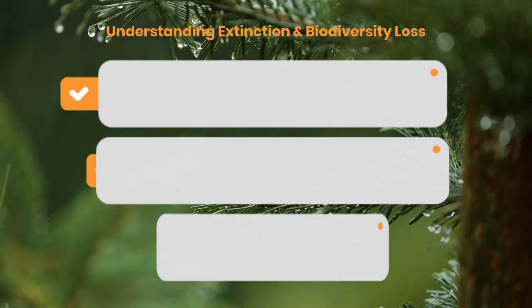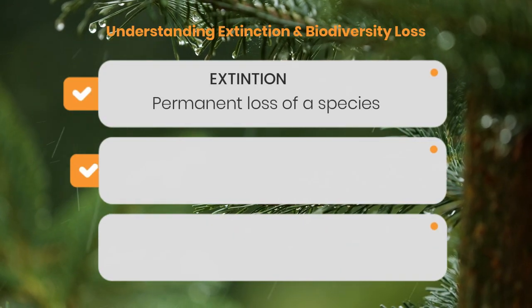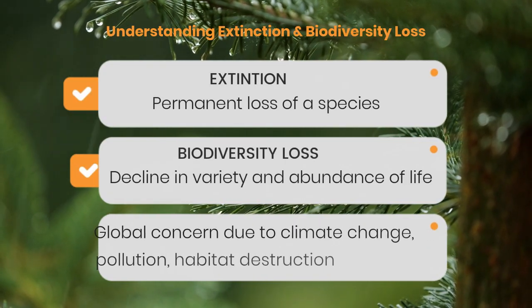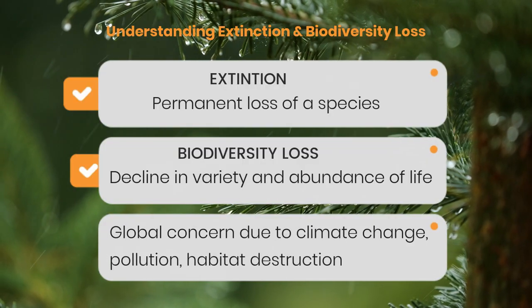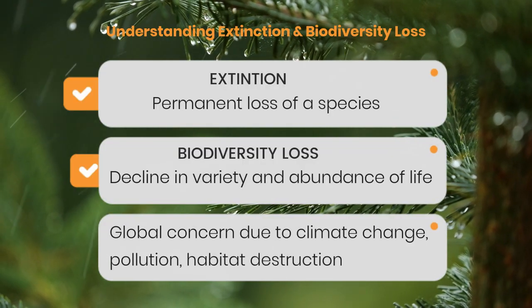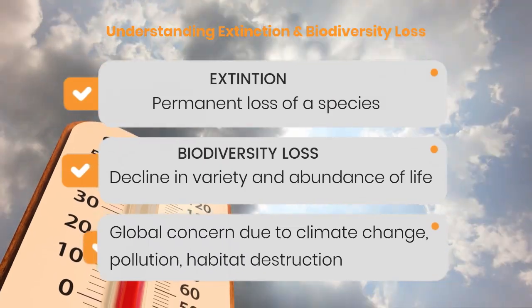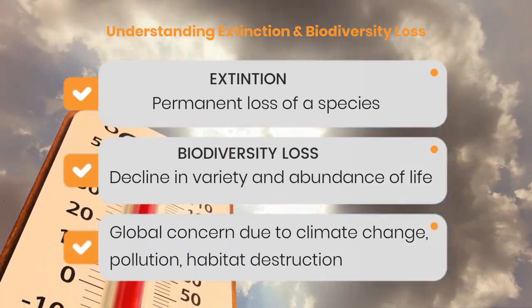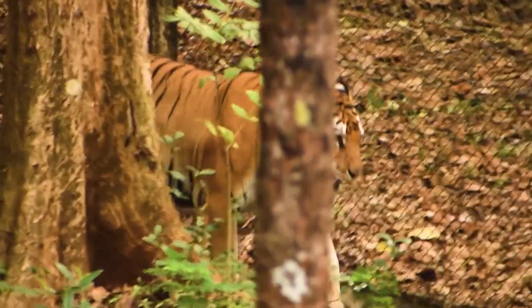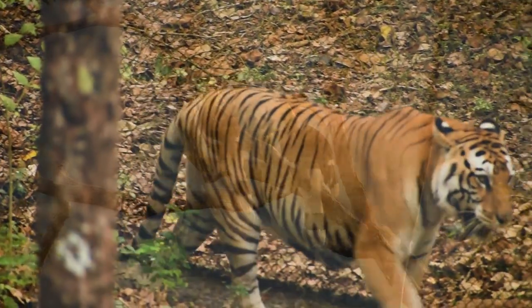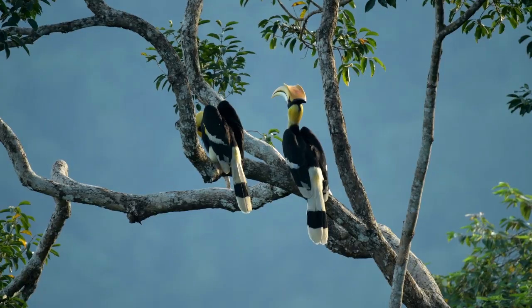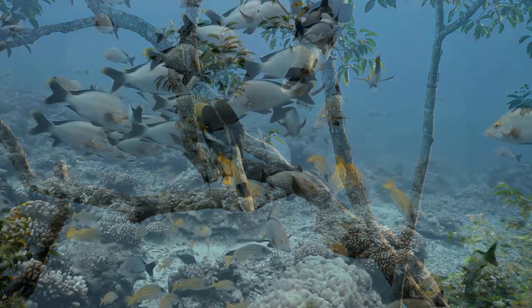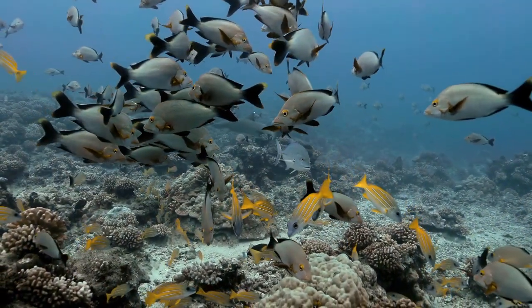Extinction is the permanent disappearance of a species, while biodiversity loss refers to the ongoing decline in the variety and abundance of life forms. Globally, this issue is accelerating due to factors like climate change, pollution, and habitat destruction. In Malaysia, species such as the Malayan tiger and hornbills face critical threats. Our ecosystems, forests, wetlands, reefs, are losing resilience, and urgent actions are needed to reverse these trends.